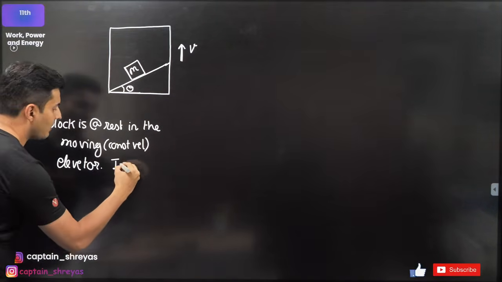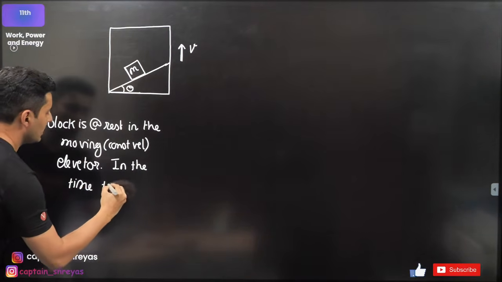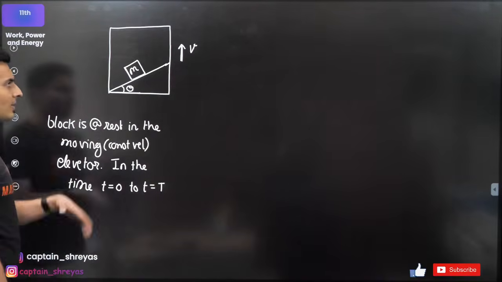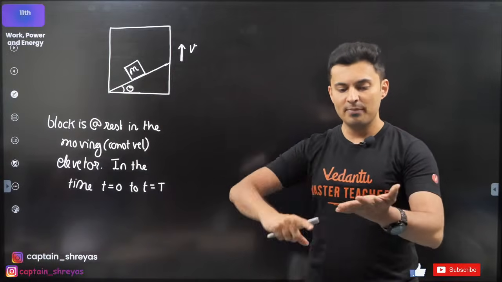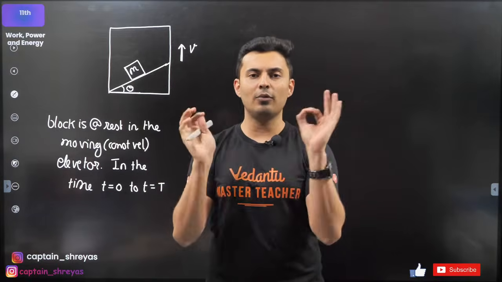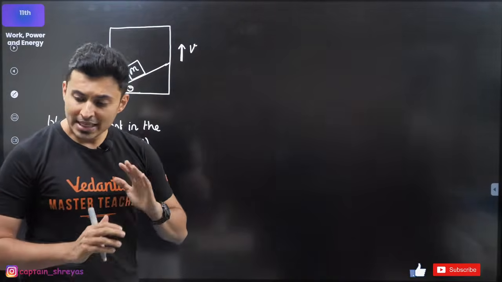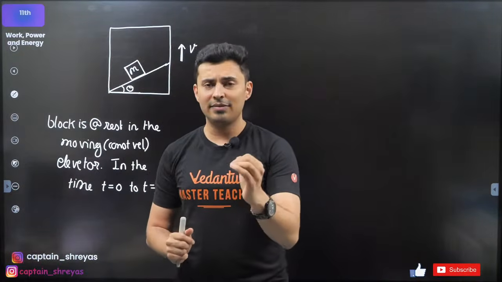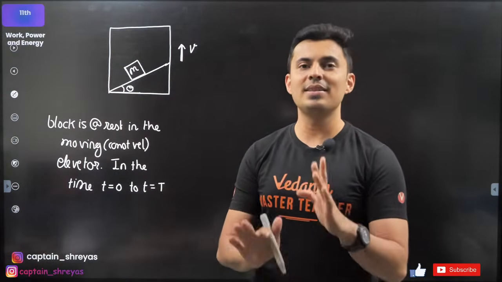Now in the time interval t equal to 0 to t equal to capital T, we need to figure out the work done by all the forces, be it gravity, be it friction, be it normal, be it anything. I want to find the work done by each and every force. Everybody with me on this? Yes, I'm going to come to conservative, non-conservative forces. I'm going to talk about reference, potential energy, everything. Don't worry about it. I'm going to talk about everything in detail.